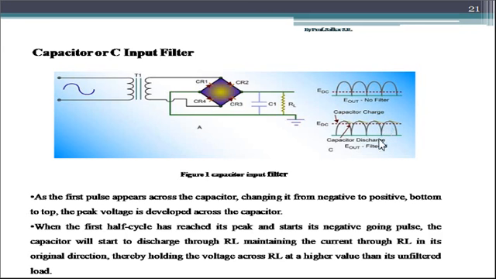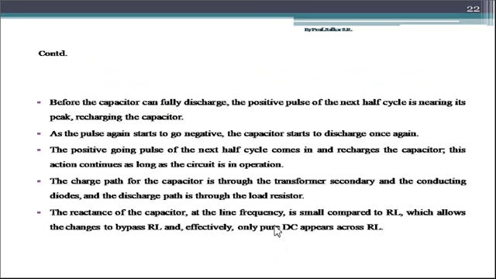This was all about the working of the capacitor input filter. The theory of this is given below in this slide. The rest of the three filters, that is the L filter, LC filter and RC filter, we will see in the next video lecture.